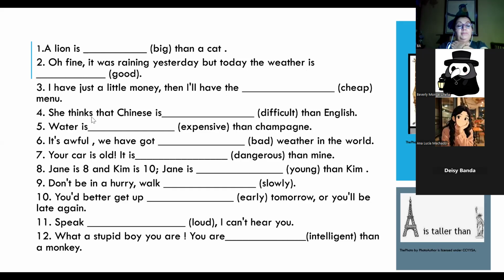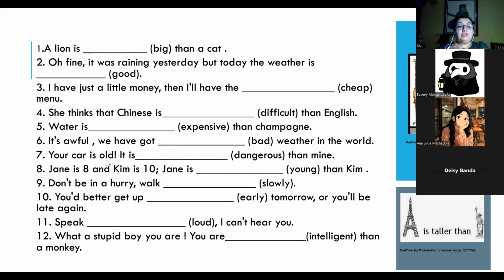The cheapest menu. She thinks that Chinese is more difficult than English. Water is more expensive than champagne. Expensive. It's awful. We have got worse weather, the worst in the world. The worst, superlativo. We have got the worst weather in the world.